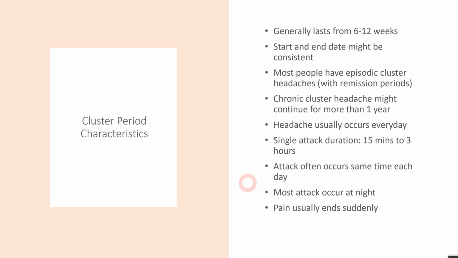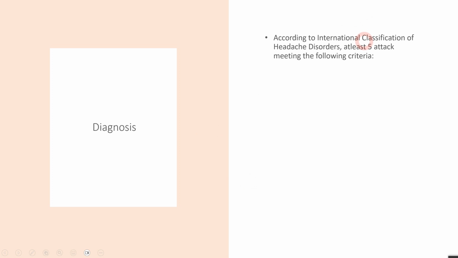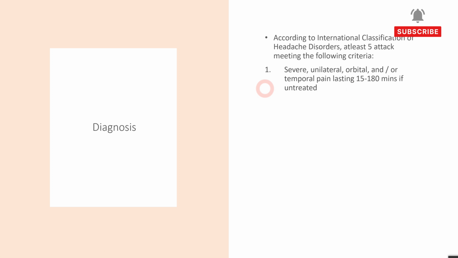Now, we talk about how do we actually reach a diagnosis of cluster headache. Firstly, there is the International Classification of Headache Disorders, where at least 5 criteria have to be met in order to reach a diagnosis of cluster headache. Firstly, there is severe unilateral orbital and or temporal pain which is lasting for 15 to 180 minutes if it's not treated. So that is the first indication of cluster headache.